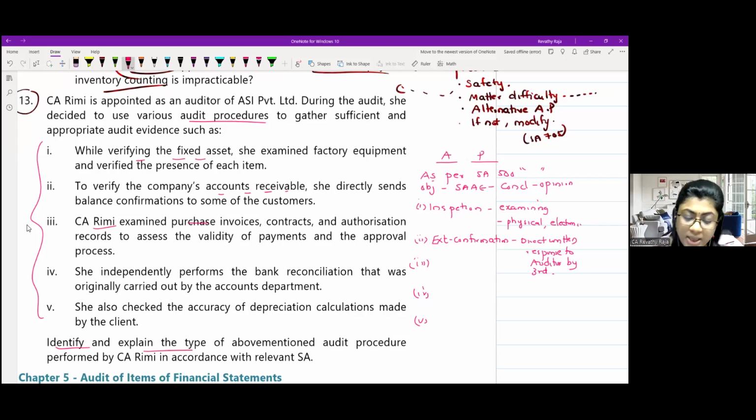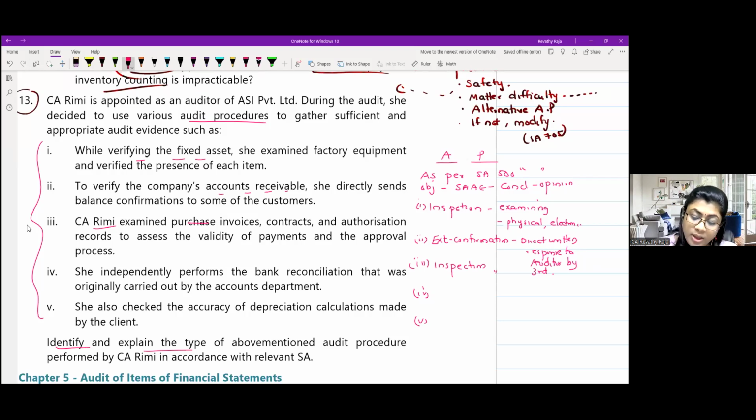Next, CA Remy examines the purchase invoices, contracts, authorization records to assess validity of payments and approval process. Let's repeat. Examined means what? Again, inspection. But still, you have to again explain.